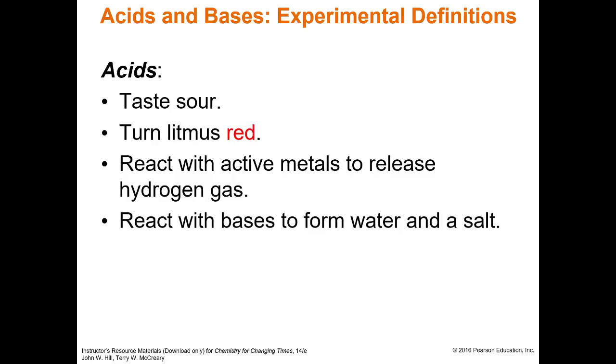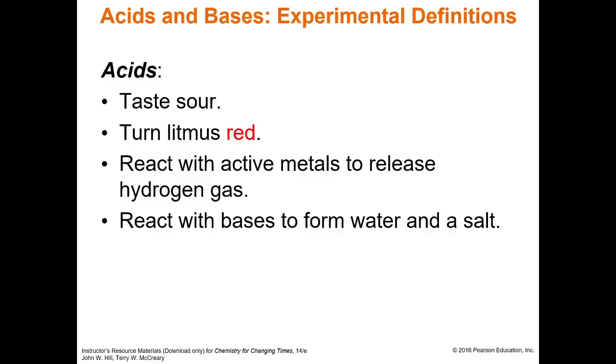So, acids. How do we know it's an acid? Well, first off, most of the things that you've tasted that are sour have probably been acids. For example, orange juice, acetic acid, which is vinegar. Citric acid, by the way, is orange juice. Those are all acids, and that's the reason those things taste sour.